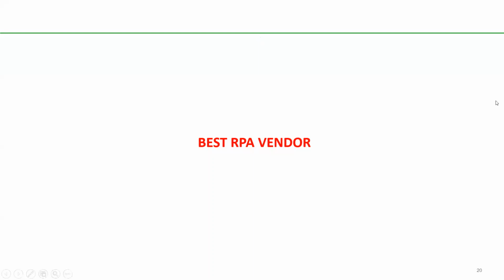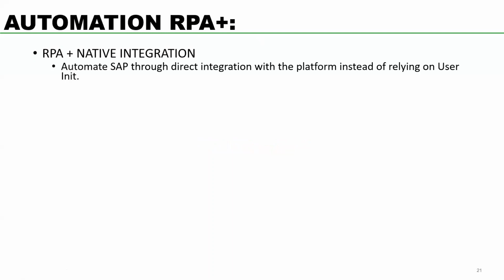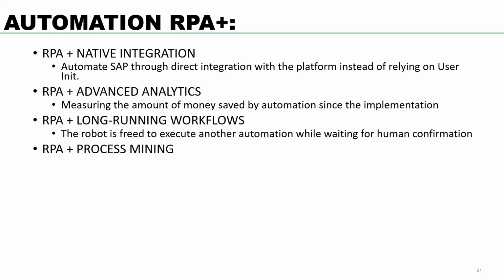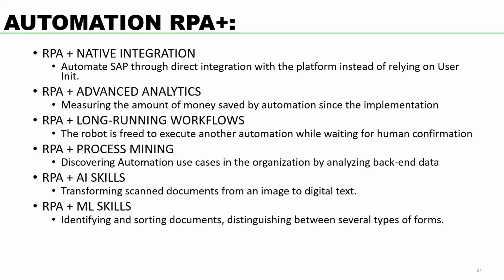And there are some other things you should take care of, apart from the complexity of the process. Very important things you should know. This is the additional RPA vendor side. What kind of native integrations is the vendor going to provide? What kind of analytics is provided? How can short-running or long-running workflows be handled? What kind of AI skills can we implement? What kind of ML skills can we implement?